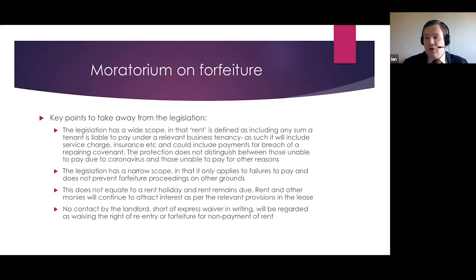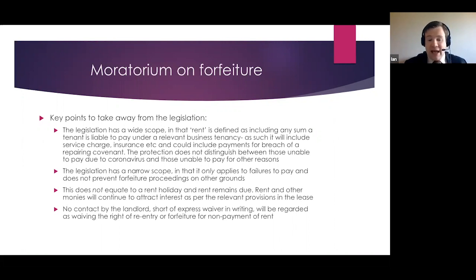When it comes to the non-payment of rent, it is important to note that it is not a rent holiday, and that rent from tenants in commercial leases will still remain due. Rent and other monies, therefore, will continue to accrue interest, which does mean that tenants in commercial leases may well end up with quite a substantial sum that would need to be paid at the end of the period, currently up to the 30th of June.